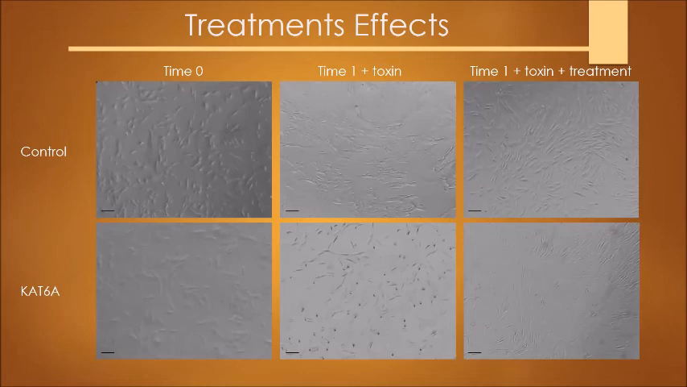Now, finally, we try some different treatments at increased levels. And as we can see, in this case, both the control and the KAT6A fibroblast could survive.